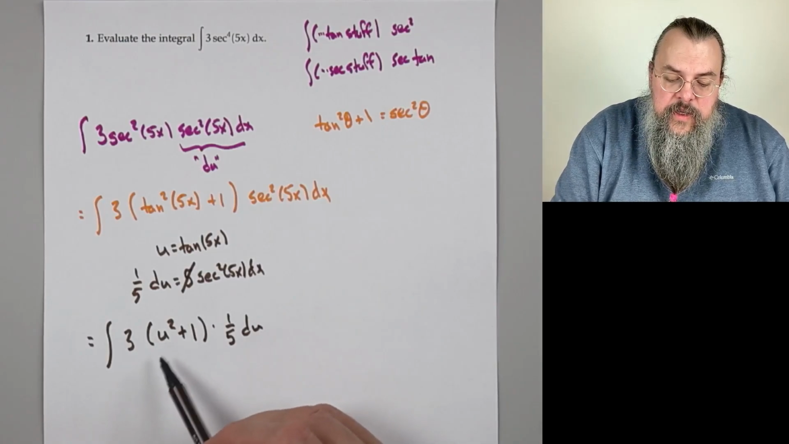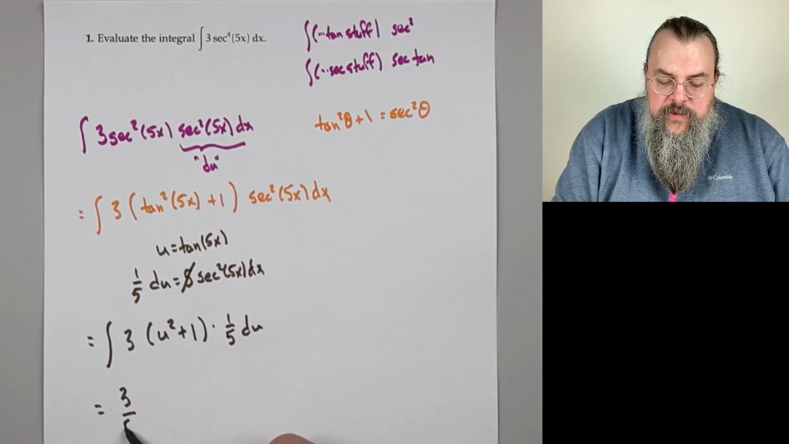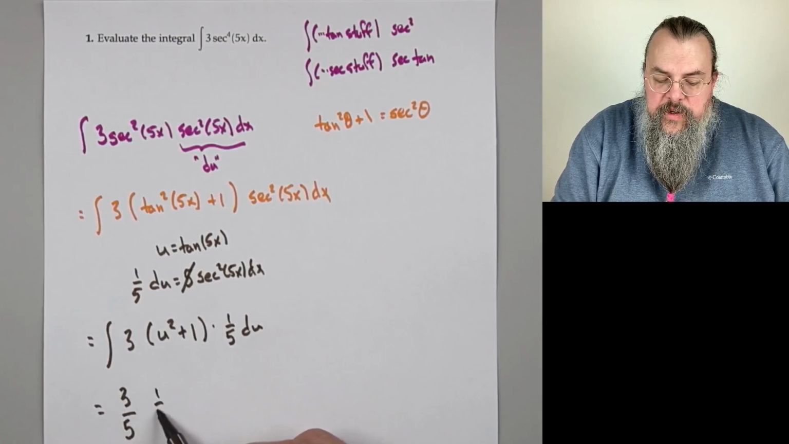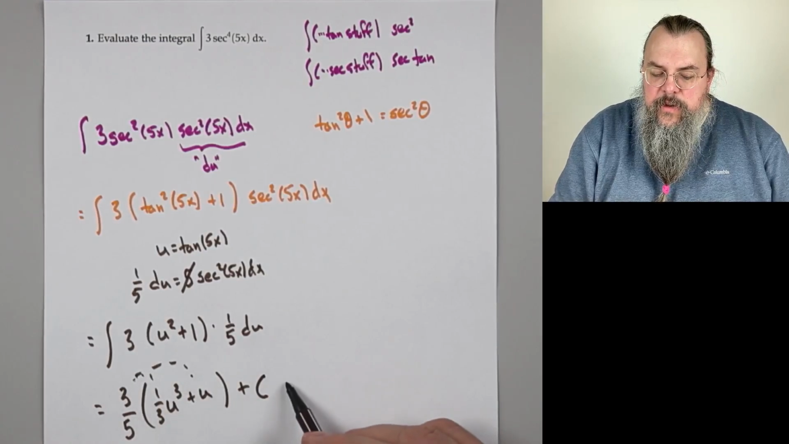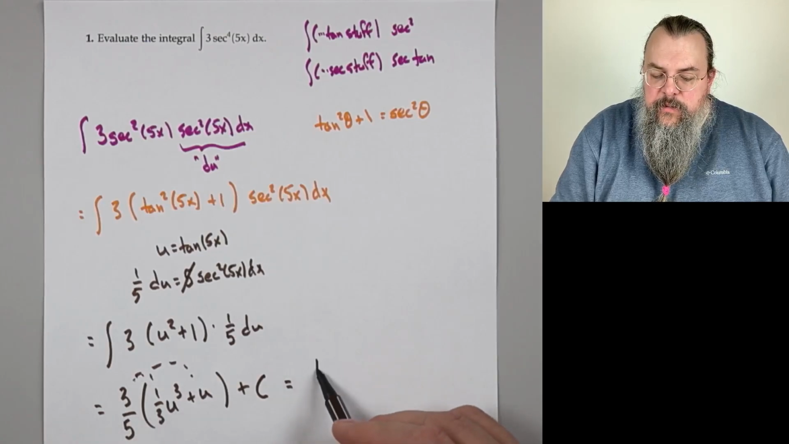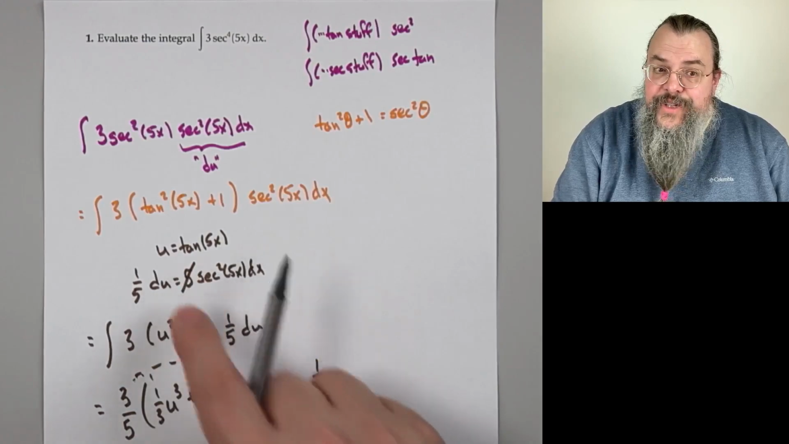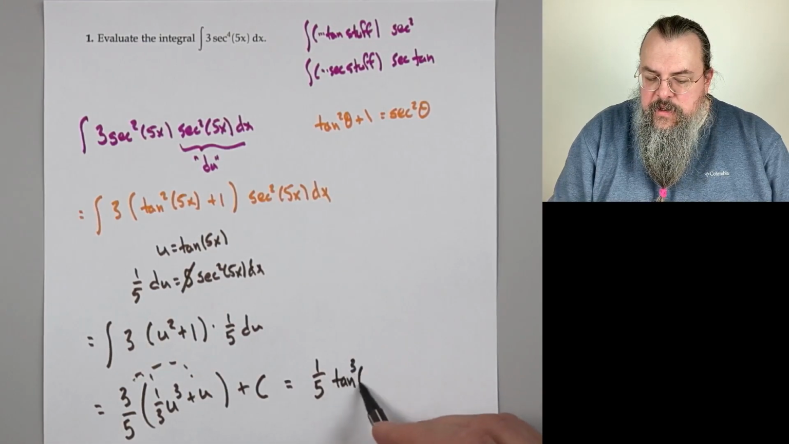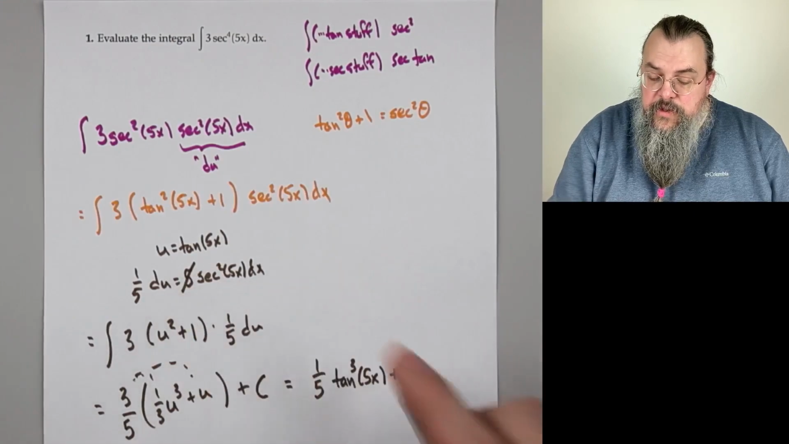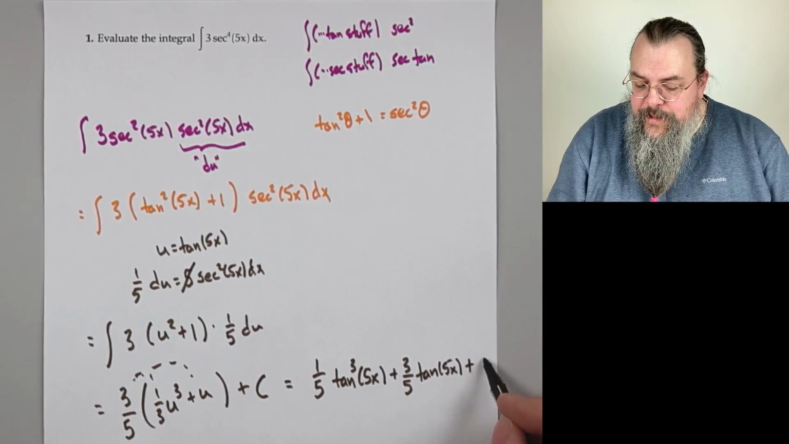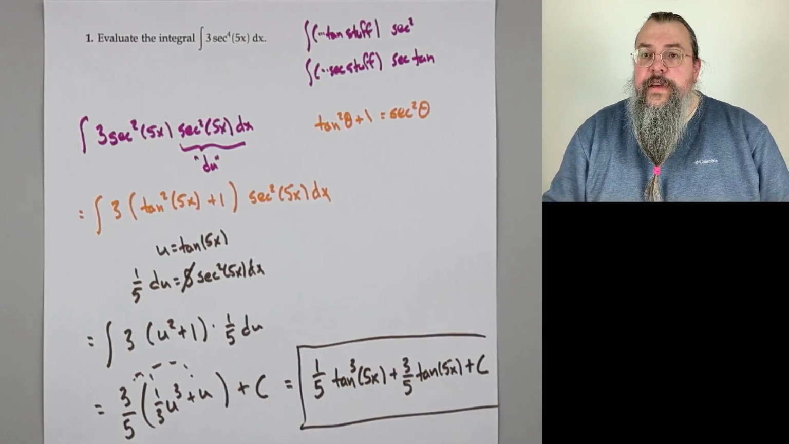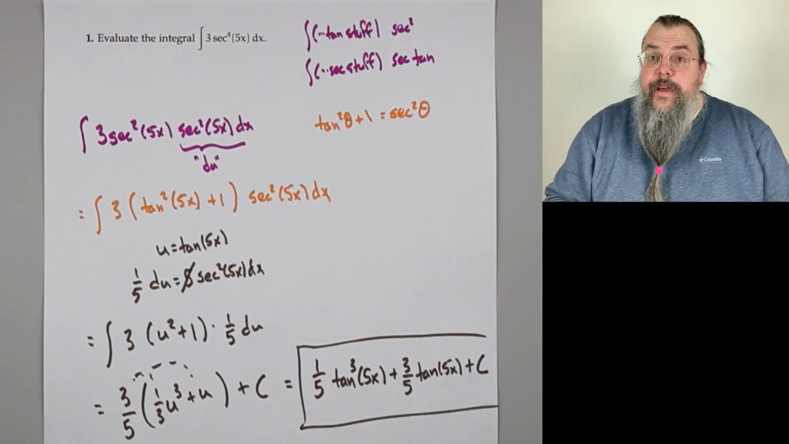All right, so that's 3/5, and the integral of u squared is 1/3 u cubed. The integral of 1 is u, and of course we can put on a plus c. And if you wanted to, you could even distribute here. So what do we have? Well, 1/3 and 3/5 multiplied together gives us 1/5 u cubed, but u is tangent, so that'd be tangent cubed of 5x. Then we have 3/5 of just the normal u, tangent of 5x. And then, of course, because we don't want to lose any points, and we're always careful, we make sure to put a plus c and done. That's it. That's the whole thing.